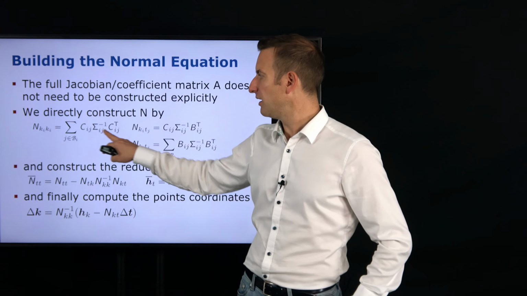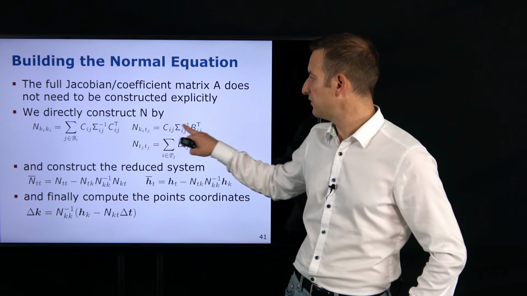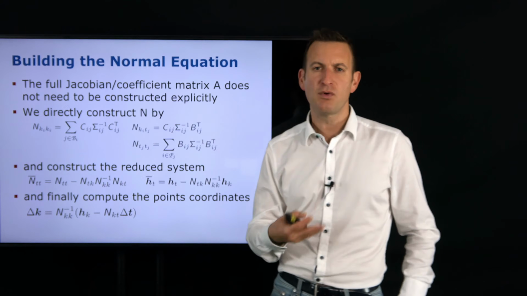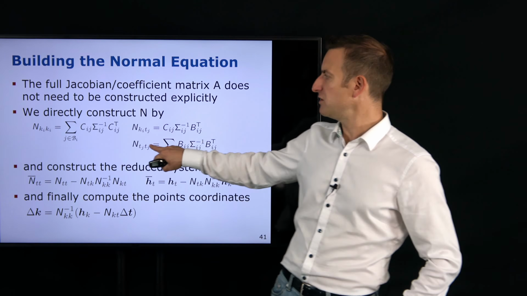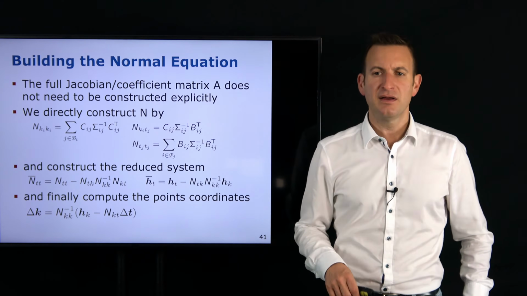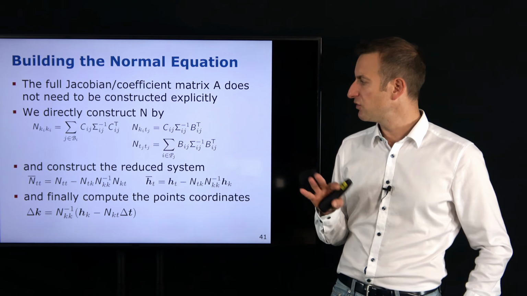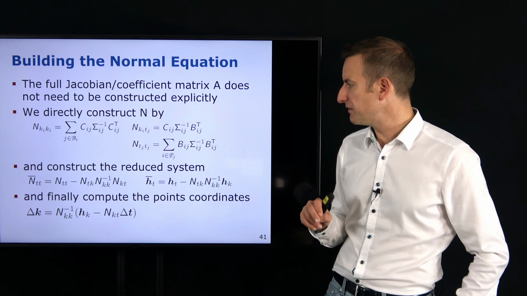Again, these are these 2x3 blocks. These are 2x3 and 2x6 blocks. So these are all small low-dimensional matrix multiplications that I need to compute in order to fill the individual blocks of my N matrix. And so this can be all done in an efficient manner.